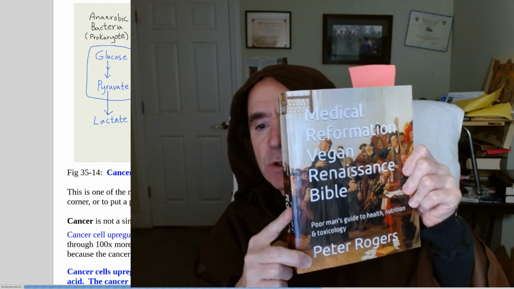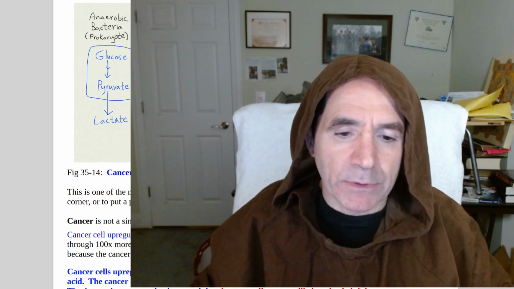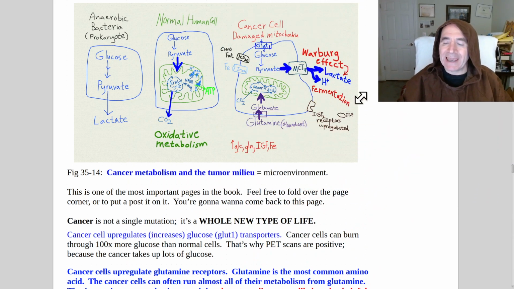Okay, this video is going to be chapter 35C. It's from this book, The Medical Reformation by Peter Rogers. That's me. We're going to be talking about explaining what causes cancer.